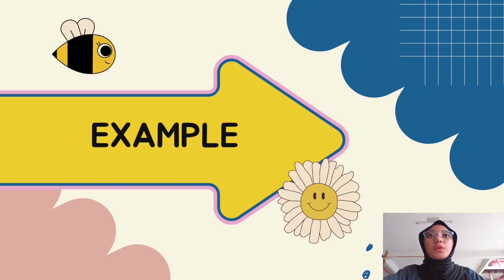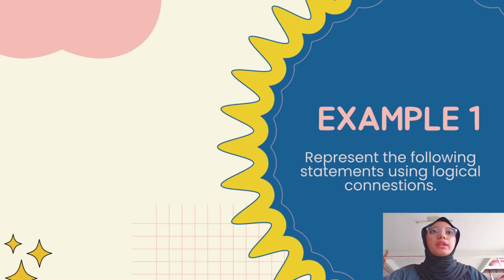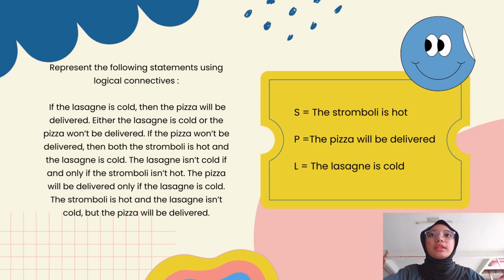Okay, next we will continue with the examples. For example 1, you need to represent the following statements using logical connectives. If the lasagna is cold, then the pizza will be delivered. Either the lasagna is cold or the pizza won't be delivered. If the pizza won't be delivered, then both the stromboli is hot and the lasagna is cold. The lasagna isn't cold if and only if the stromboli isn't hot. The pizza will be delivered only if the lasagna is cold. The stromboli is hot and the lasagna isn't cold, but the pizza will be delivered.